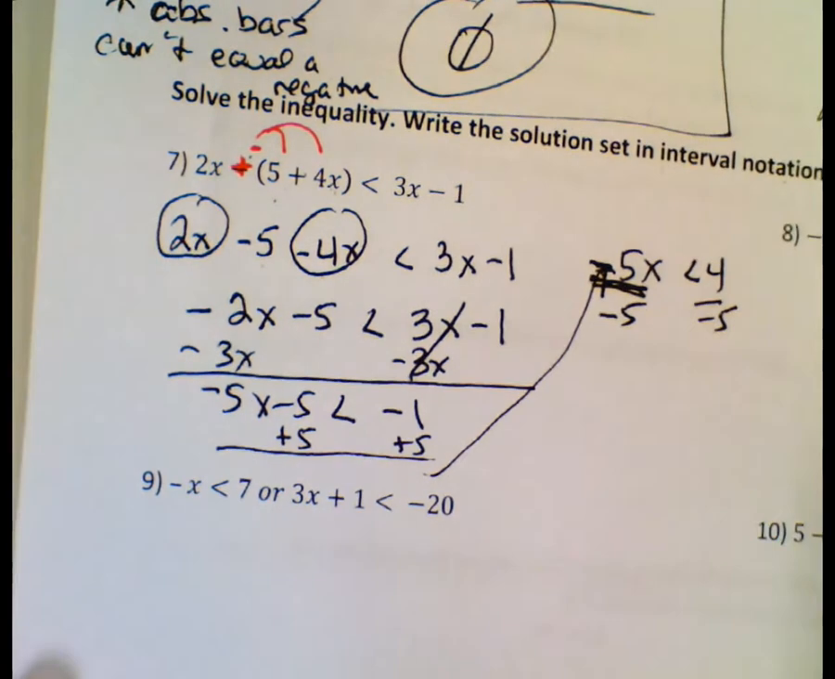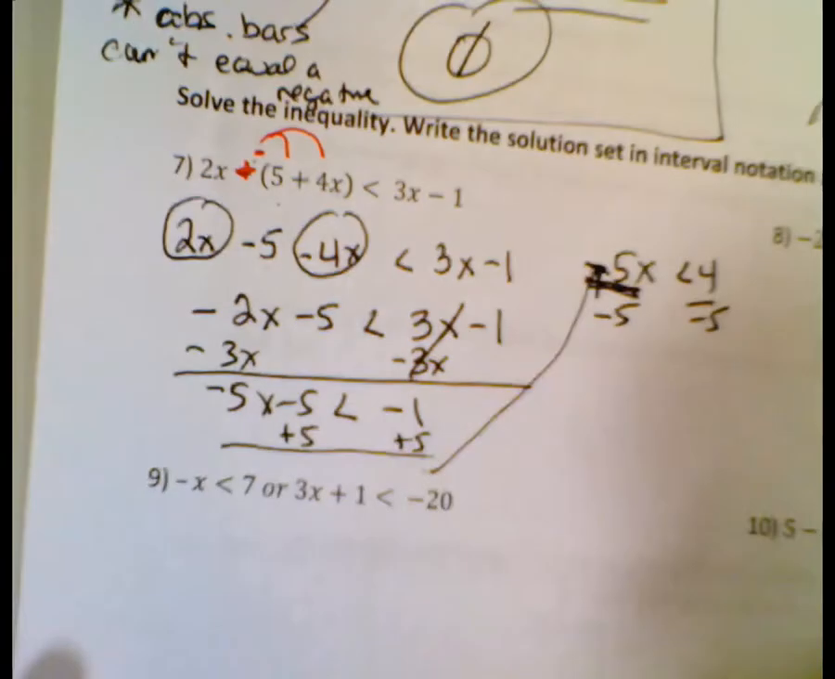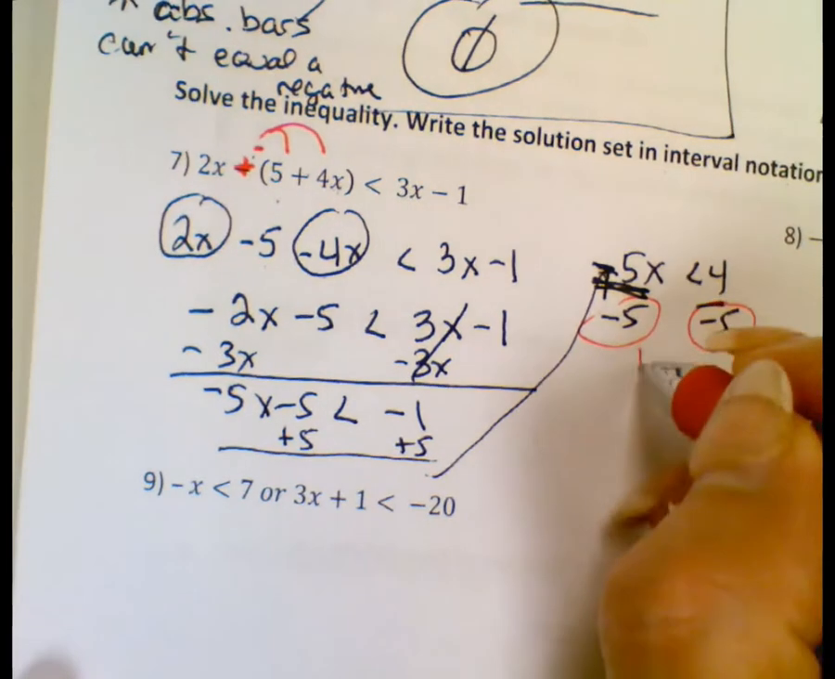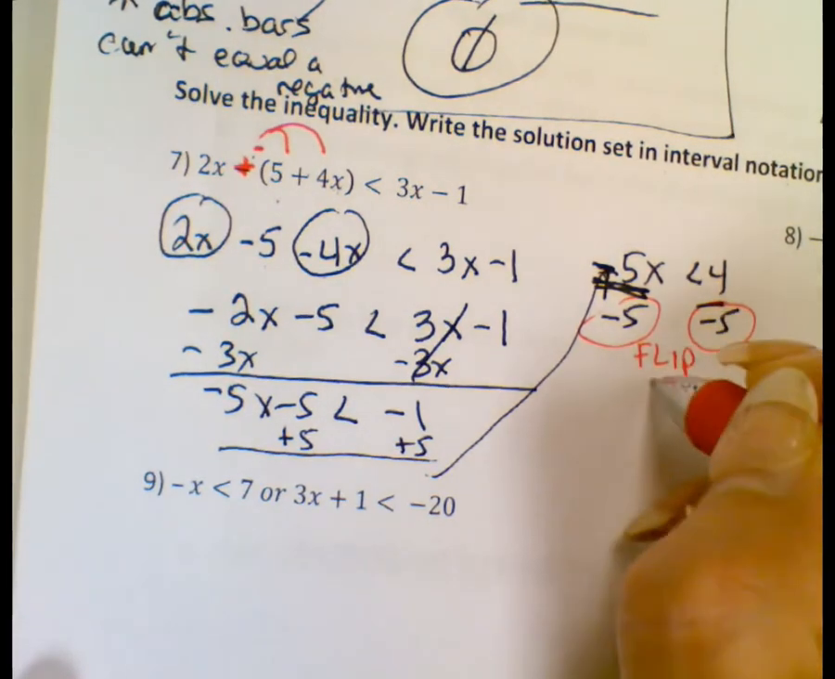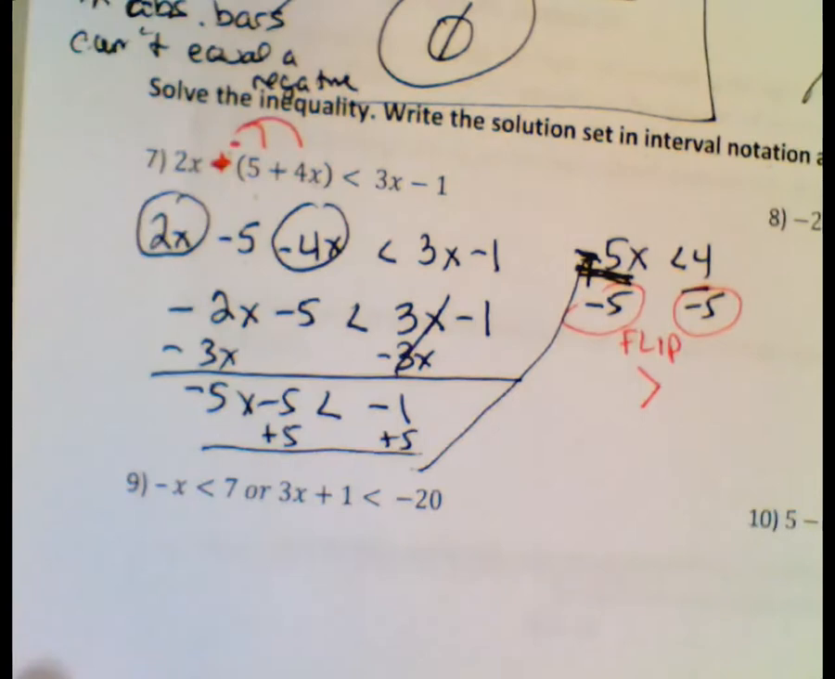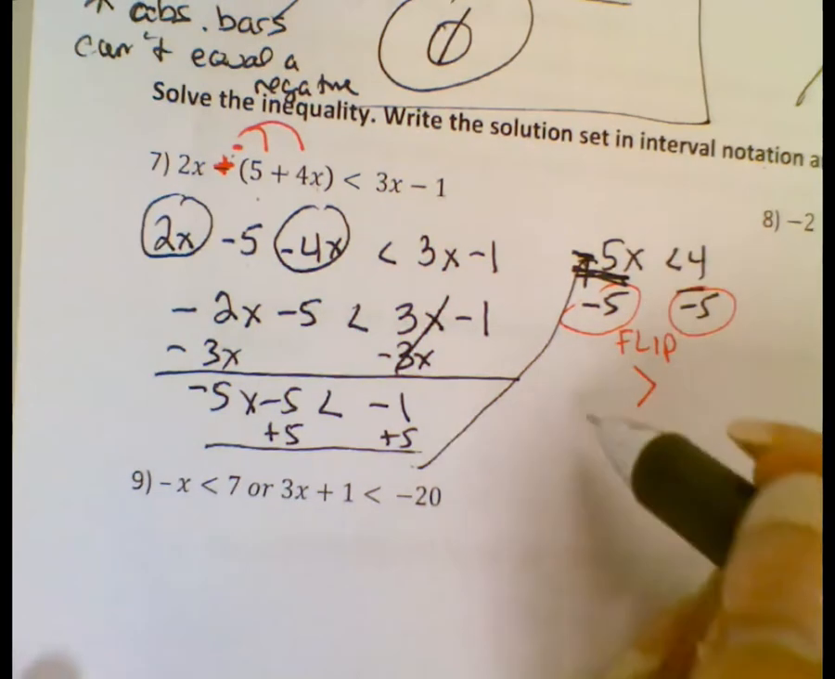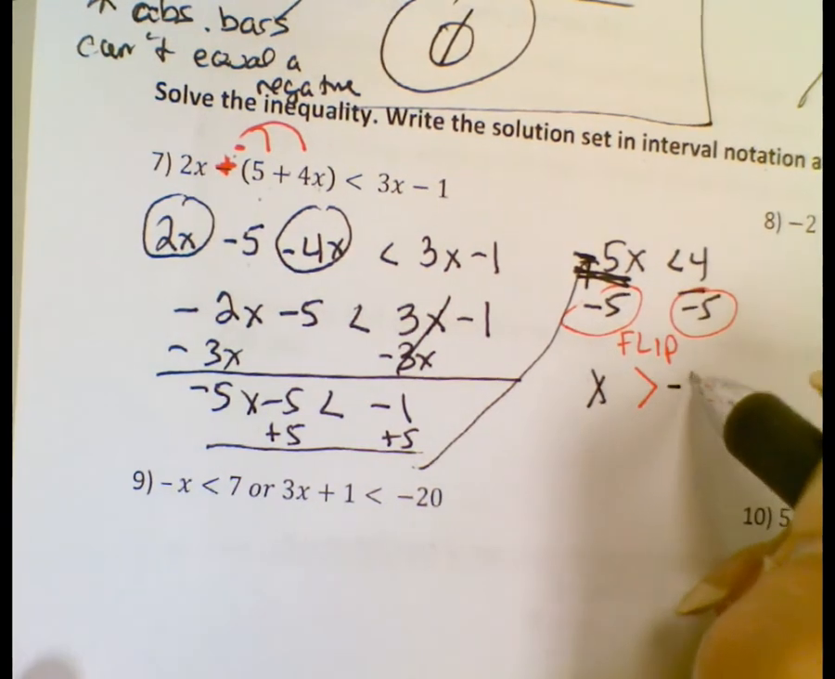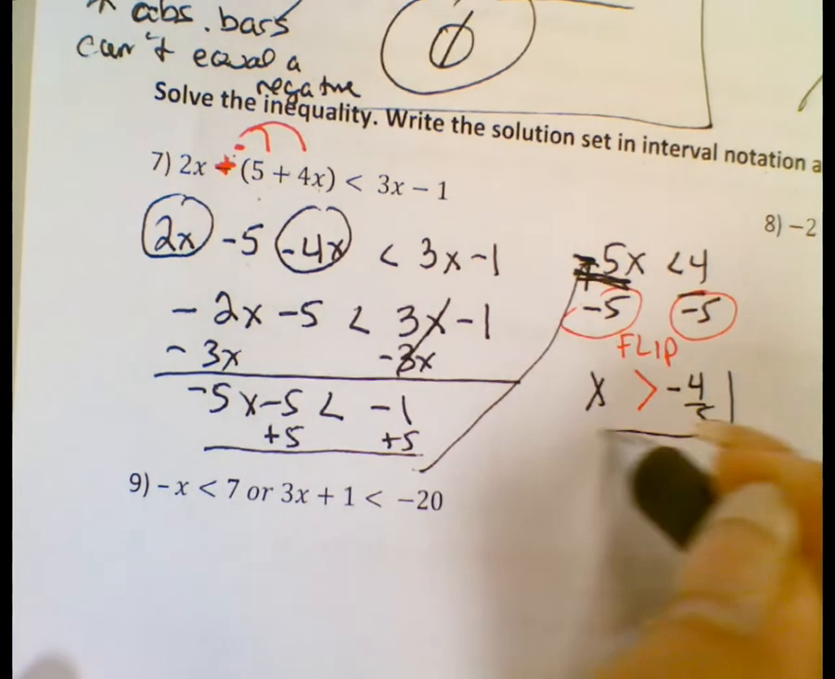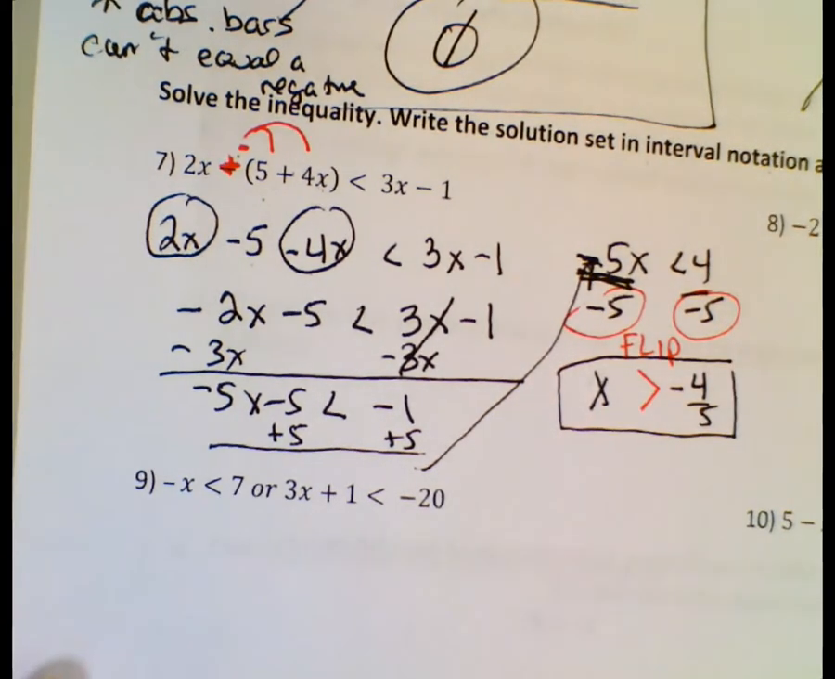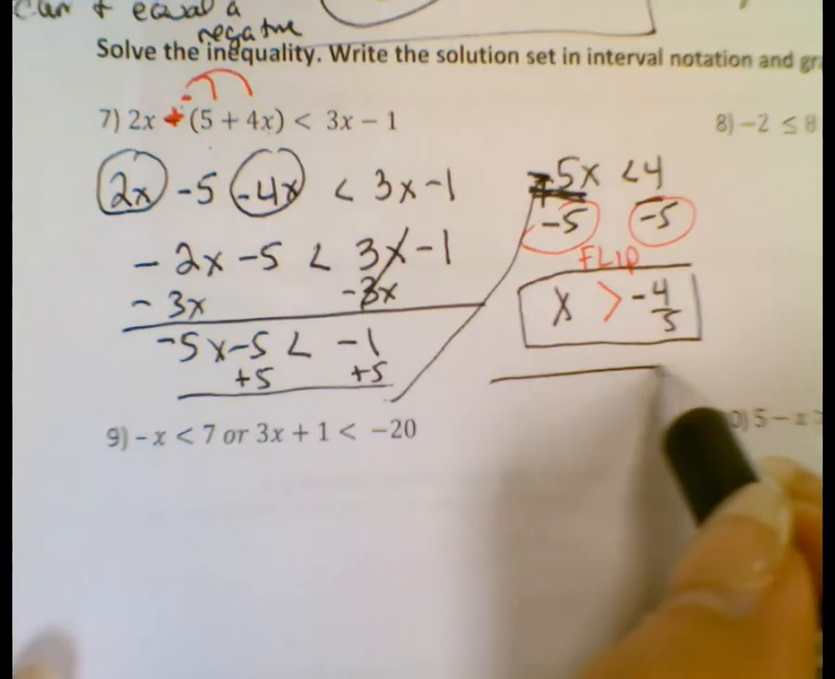What happens in an inequality if you divide by a negative? You're right, we're going to flip it to greater than. So our answer is x is greater than negative 4/5. Circle this or box this. That's one answer. Then we have to graph this.